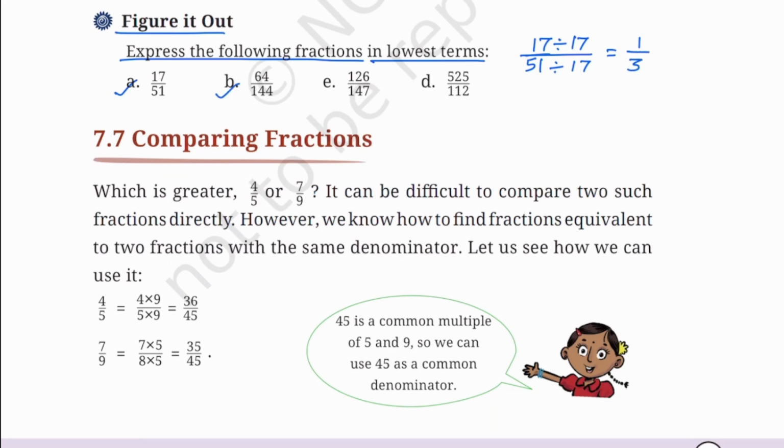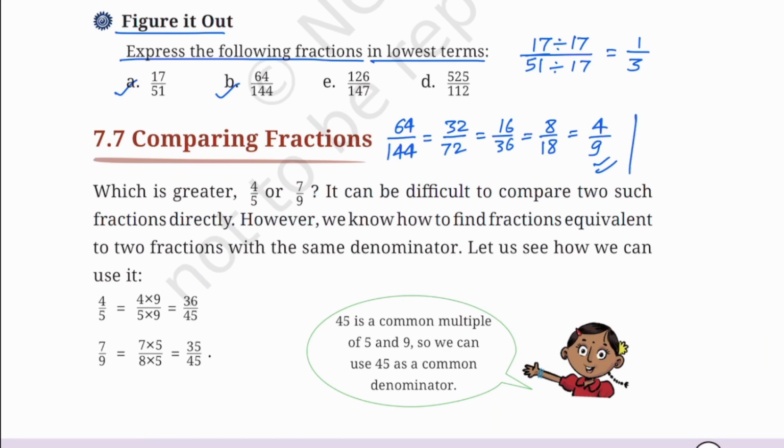B, 64 upon 144. Dividing by 2 will give 32 upon 72. Again by 2, 16 upon 36. Again by 2, 8 upon 18. Again by 2 will give you 4 upon 9. Now it is not possible to simplify further. So the answer is 4 upon 9.